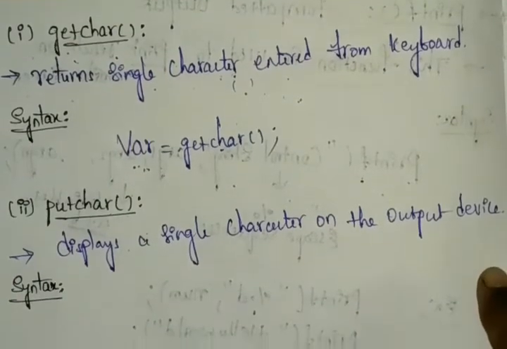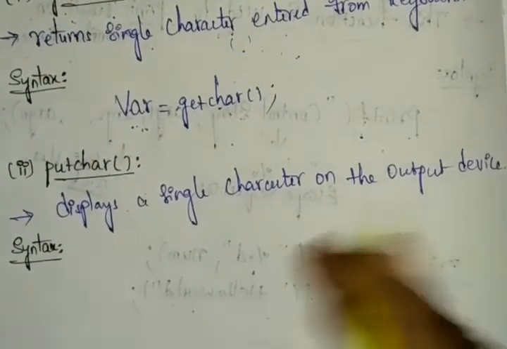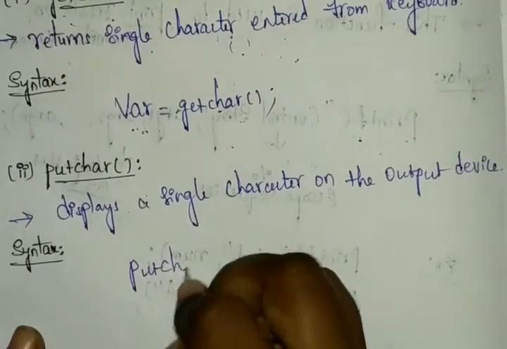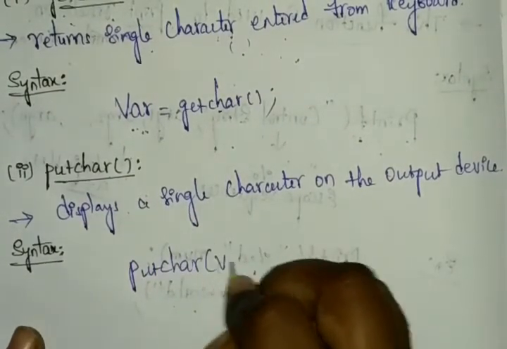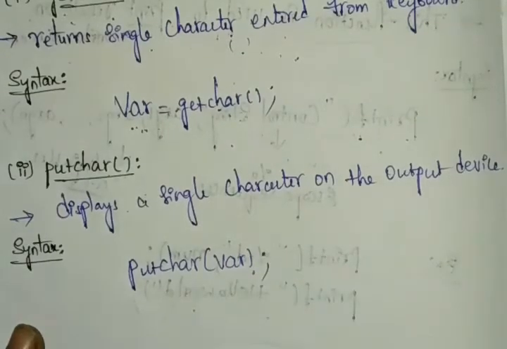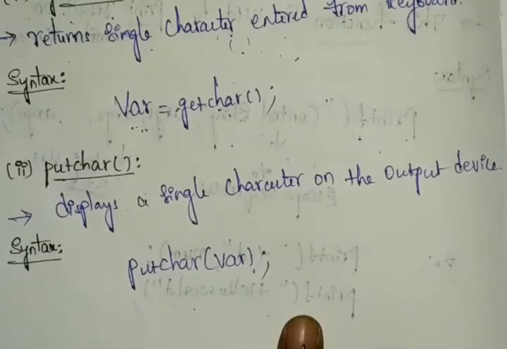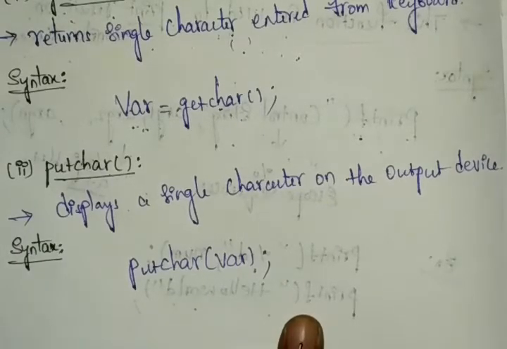Next we have the syntax: putchar(variable). Whatever the user has entered can be displayed like this. Getchar reads whatever the user enters from the keyboard, and putchar displays the output on our monitor screen. Let's see an example program for this.